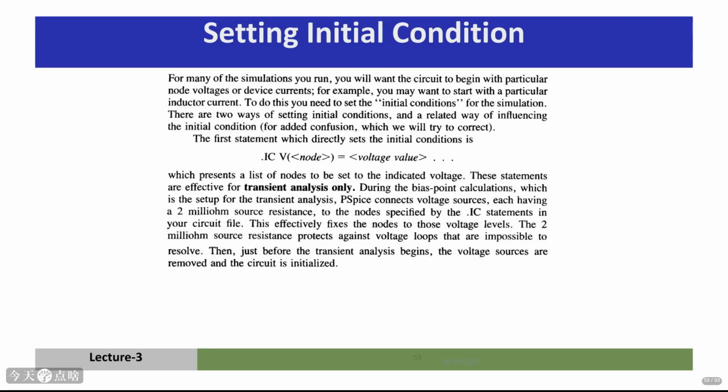Often, you need to set specific initial conditions for your simulation. Maybe you want a capacitor to start charged to a certain voltage, or an inductor to have a specific current. The .ic statement does this. You list the nodes you want to set and their desired voltages, like .ic V(node1)=value1, V(node2)=value2. These are only effective for transient analysis. During the initial bias point calculation, PSpice temporarily connects tiny voltage sources to enforce these values, then removes them before the transient simulation starts. This ensures the simulation begins from the state you specify.